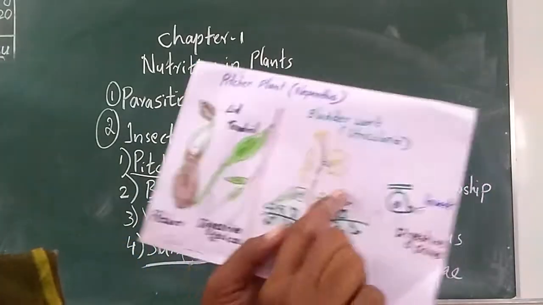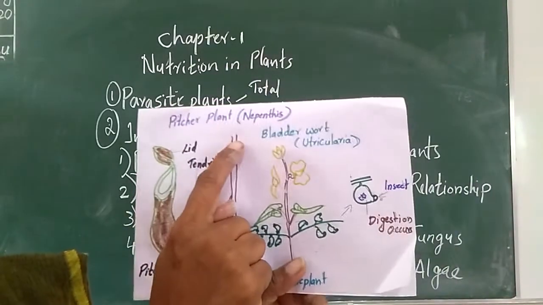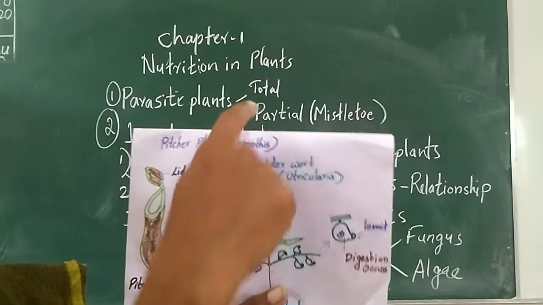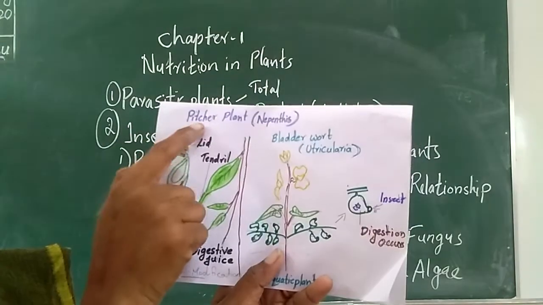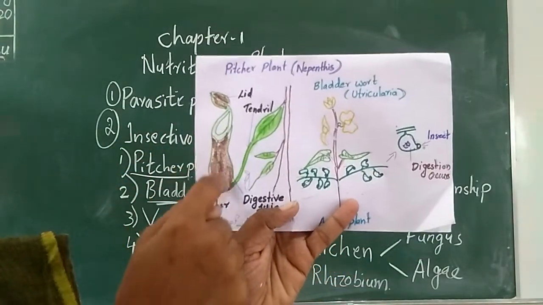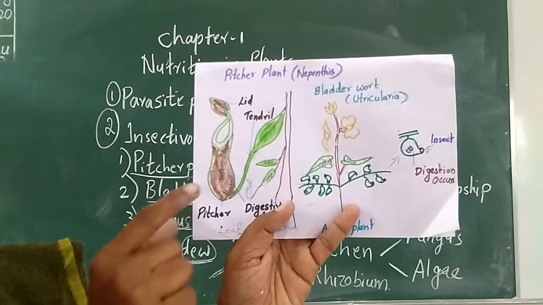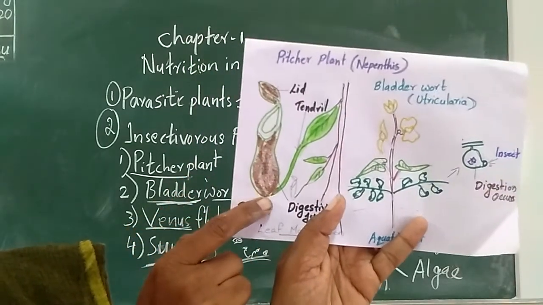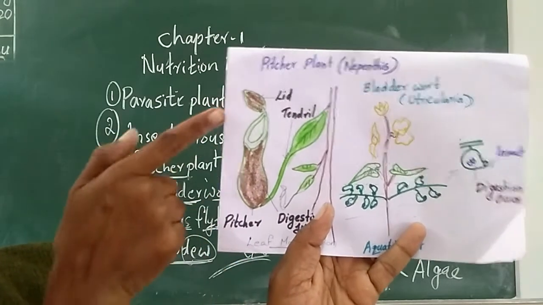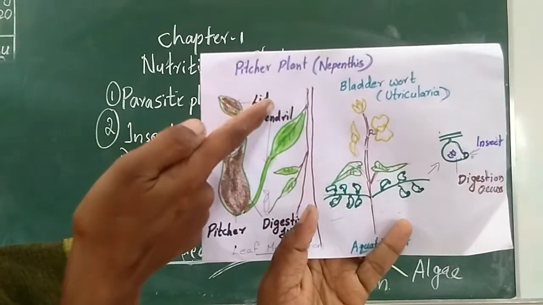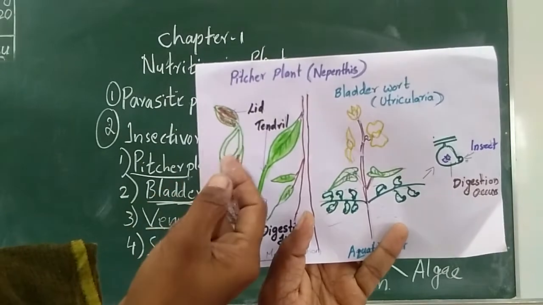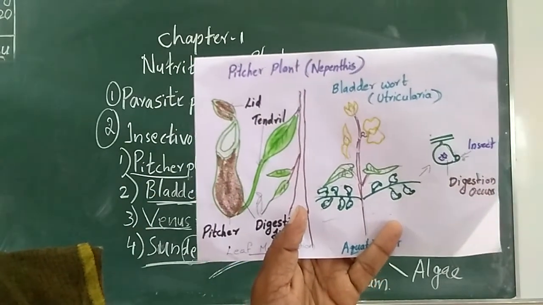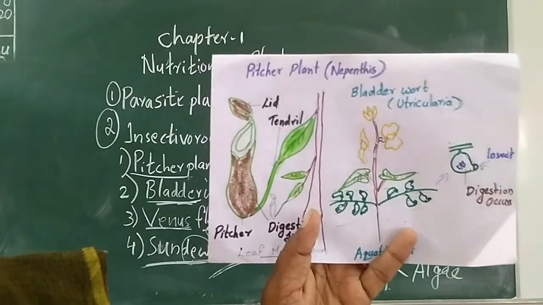First I told you pitcher plant. Another name of pitcher plant is Nepenthes. This pitcher plant, it is called a pitcher. It is like a bottle. And inside there will be digestive juice, and there is one trap, one lid. And there will be nectar, honey-like sweet secretion.